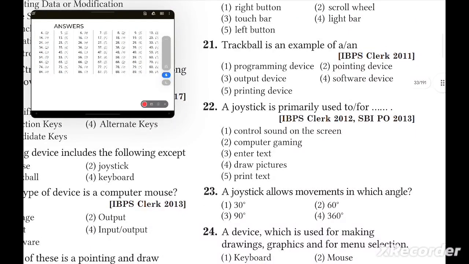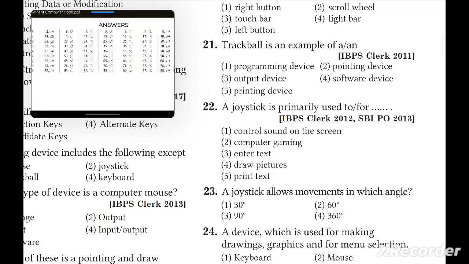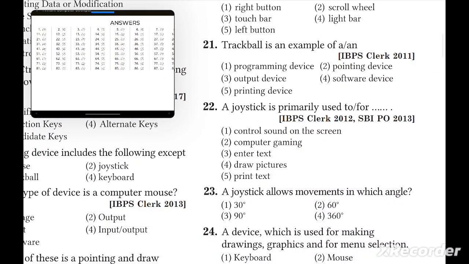Next, trackball is an example of a dash. First, programming device. Second, pointing device. Third, output device. Fourth, software device. Fifth, printing device. The correct answer is second, pointing device.